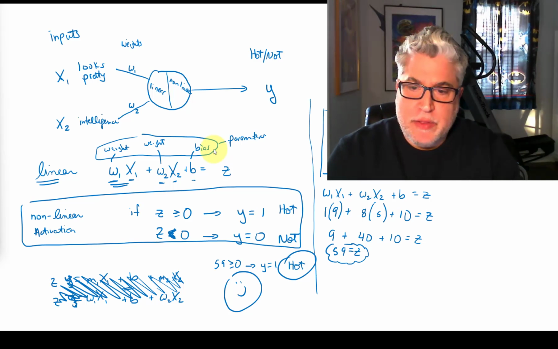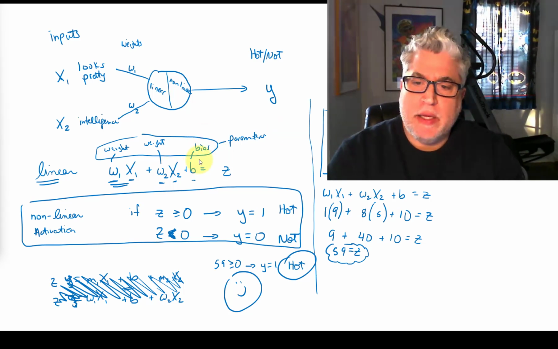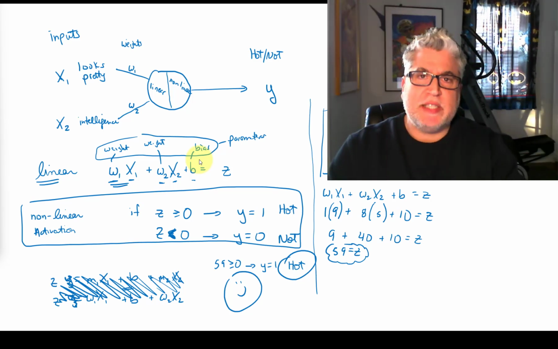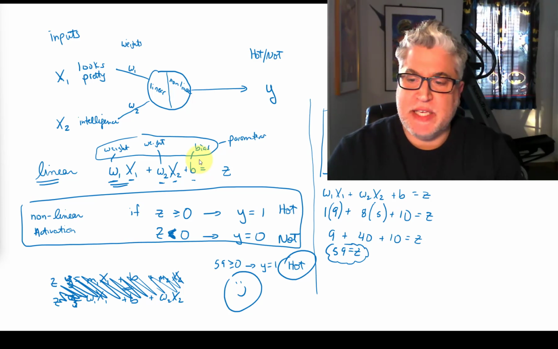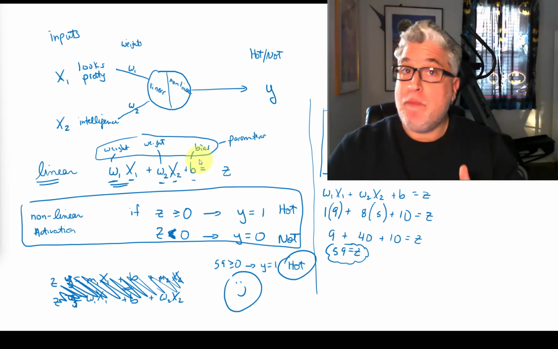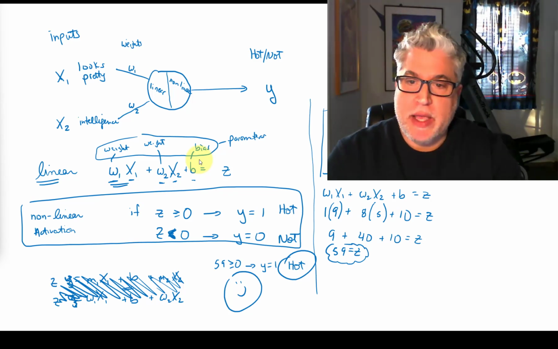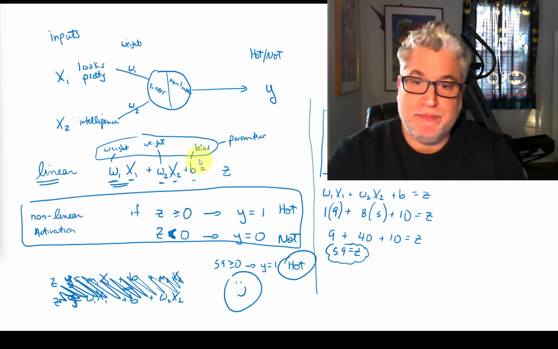Now the bias term, this term right here, seems to confuse students a little bit. And so I'd like to just take the next couple of minutes to dive in a little bit deeper and show you how that bias parameter establishes how picky you are in your preferences for whether you find someone hot or not. It is basically the threshold in what's called a threshold activation function, that nonlinear part.